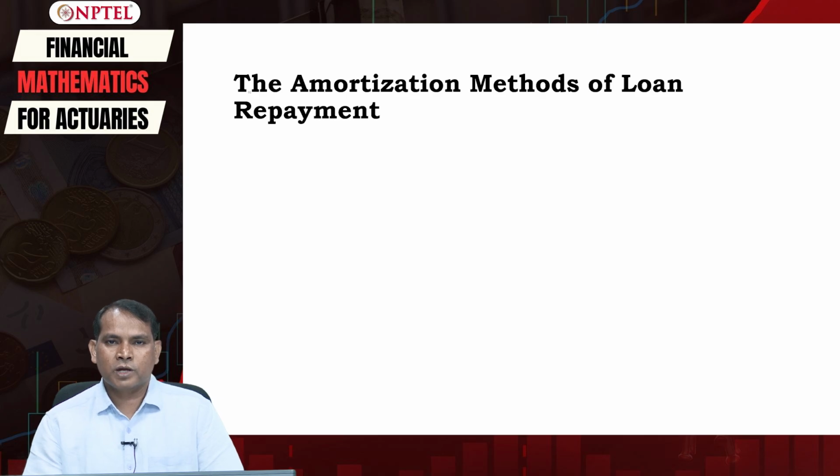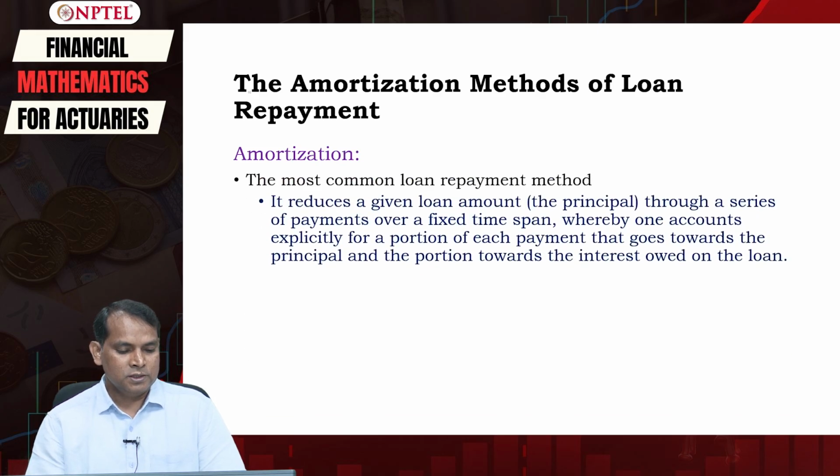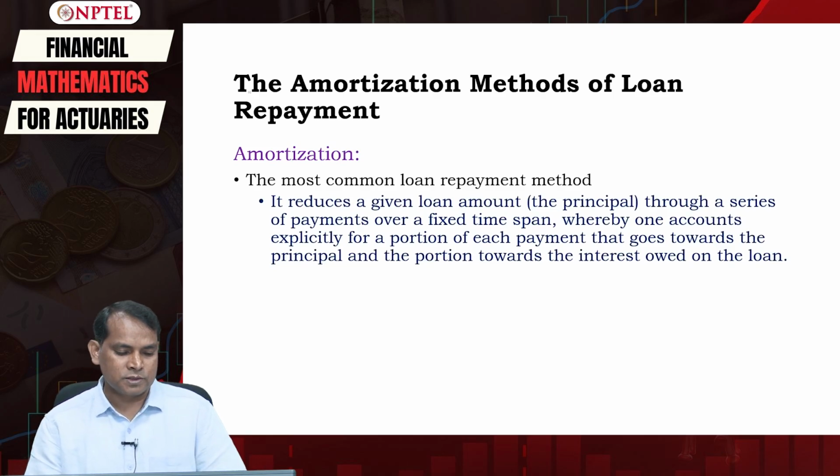So, what is the amortization method of loan repayment? What do we understand by amortization? The most common loan repayment method nowadays is the amortization method. Basically, it reduces a given loan amount or the principal through a series of payments over a fixed time span, whereby one accounts explicitly for a portion of each payment that goes towards the principal and the portion towards the interest owed on the loan.